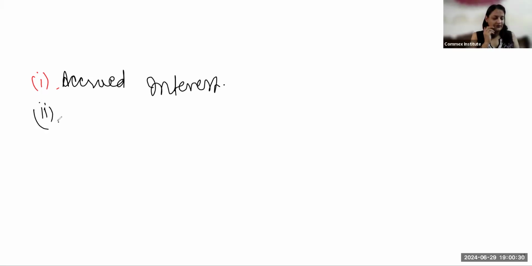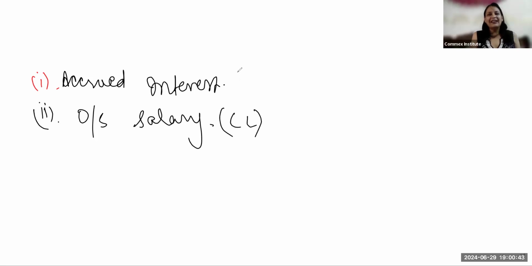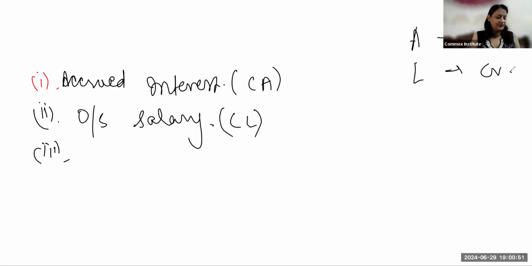Okay, let's do everything. Salaries due to staff is your outstanding salary. So it'll be salary account debit to outstanding salary because it is a current liability. It is a current asset. Third one, and please remember, assets are debited and the liabilities are credited.